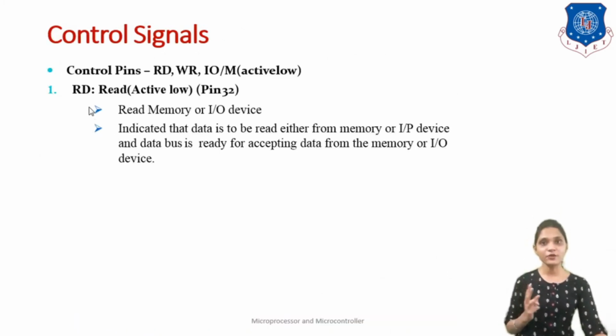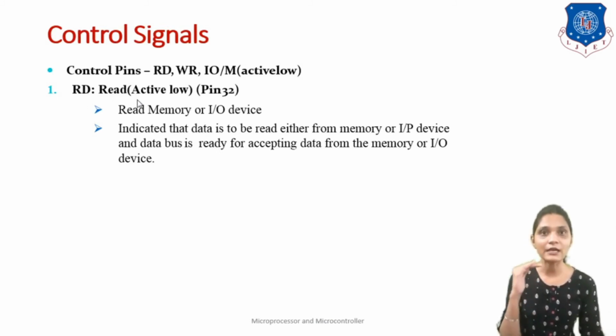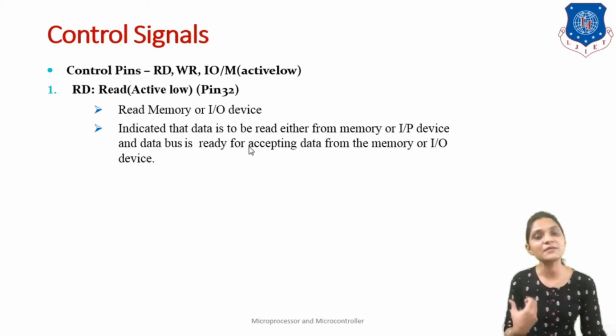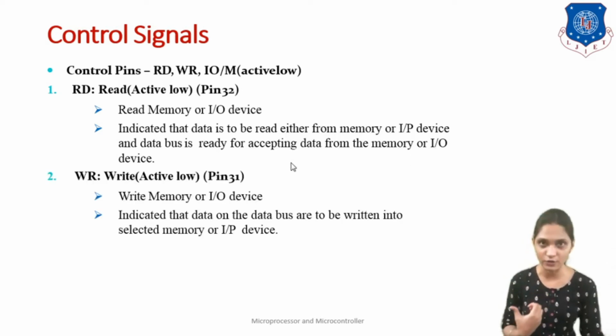The first signal is RD bar, that is active low. You have written RD bar, that means whenever it is active, its value will be 0. Otherwise, its value will be 1. RD bar is used to read memory or the IO device. Basically, it is used for the read operation, and it indicates that data is to be read either from the memory or the IO device, and the data bus is ready for accepting data from the memory or the IO device.